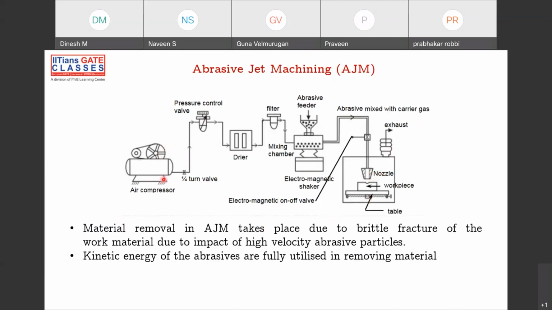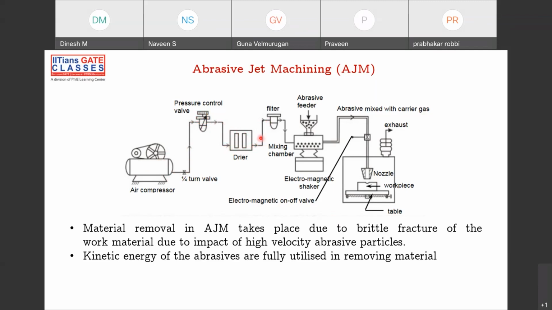First, there is an air compressor. Why do you use an air compressor? You want to compress air to a higher pressure, right? Obviously, the pressurized air will be flowing through some valve. Why do you want to use a valve? You want to control the pressure, and that air is passed to a dryer. Why through a dryer? Because if some moisture is there in the air, that moisture will be removed in the dryer. So only dry air will be coming out.